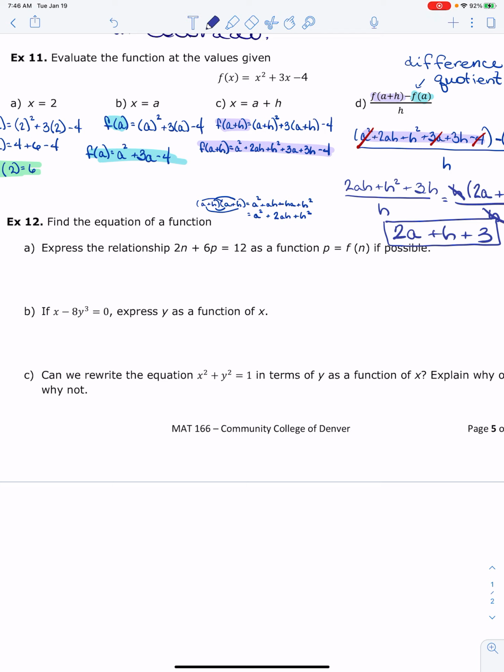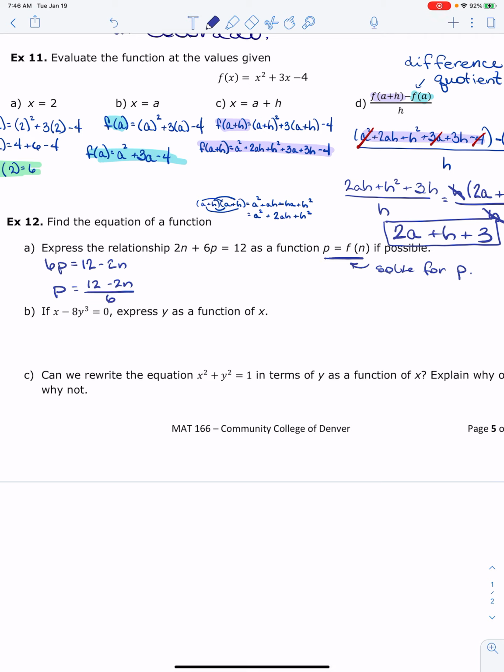Example 12. Find the equation of a function. We've got a relationship 2n plus 6p equals 12. Write p as a function of n, p equals f of n, if possible. This means solve for p, right? We've got p by itself on that one side. So that is what I'm going to do with this equation. I am going to move the 2n to the other side. And then I'm going to divide everything by 6. I get 12 minus 2n all over 6.